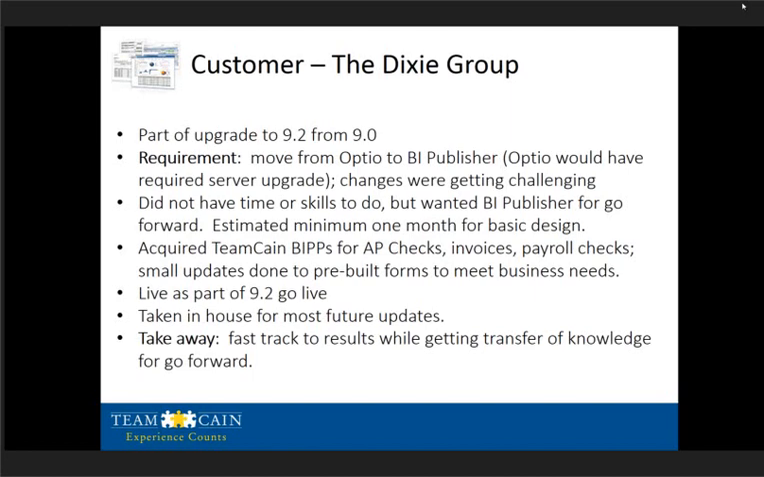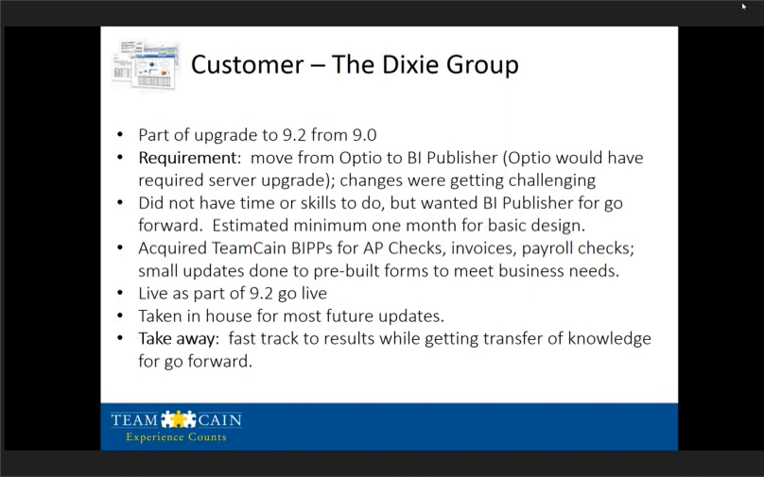As is the case in virtually every instance that we work with clients, there were some updates that they wanted to have done, and that's absolutely fine. So we put those in. They went live with the 9.2 upgrade with BI Publisher and were able to deprecate Optio.